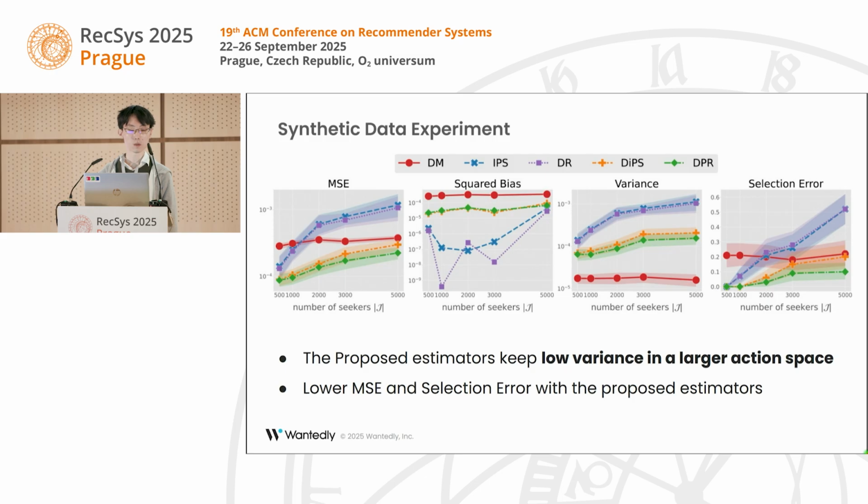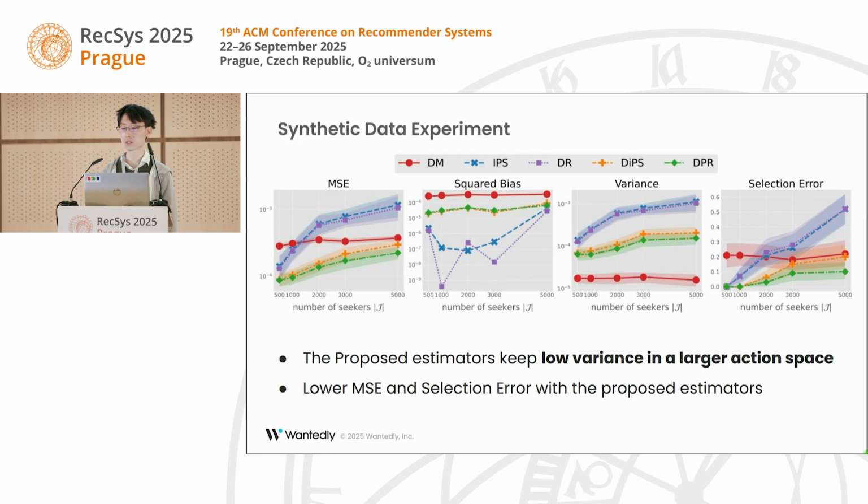This is the performance as we increase the number of seekers, that is, the size of the action space. The orange and green lines are our estimators, DIPS and DPR. They show lower MSE than other baselines, and the key insight is in the variance. As we increase the number of seekers, the variance also increases, but much more slowly in our estimators. This shows the robustness of our estimators in large action spaces due to the reward separation.